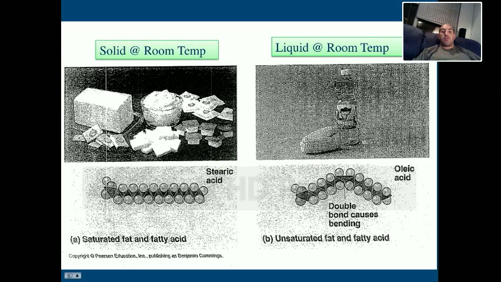So you can see a solid at room temperature is butter, and then a liquid at room temperature. Now, if you were in the summer and you turned the air conditioning off, the butter would eventually melt, but that's not technically room temperature. It'll be getting hotter. But the liquid oil is already a liquid. It stays there. It's that double bond that causes that bend. If you look at this diagram on the right side, that bend affects the way it exists in nature and the way it's used by the body, digested, or passed through the system.